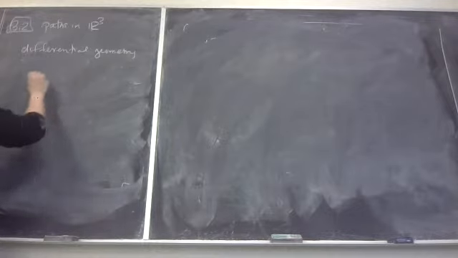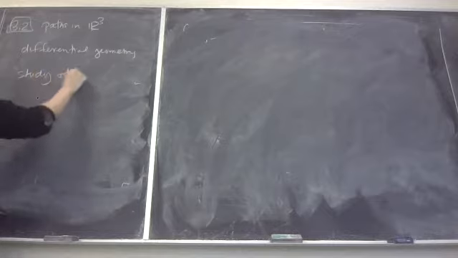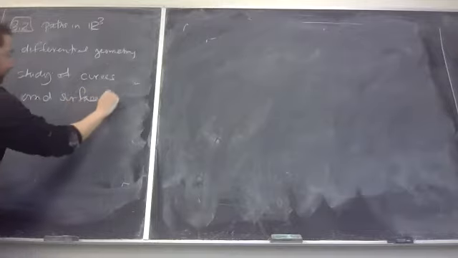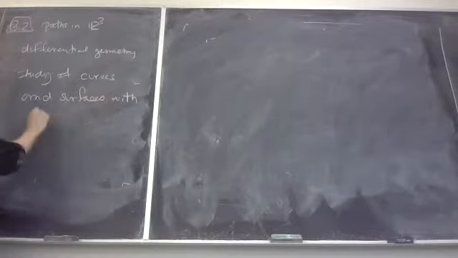And by differential geometry, you should think studying surfaces or curves in 3 space by way of derivatives, right? The idea here is to study geometric properties that a function has by looking at its derivatives. So differential geometry is the study of curves and surfaces with vector derivatives.